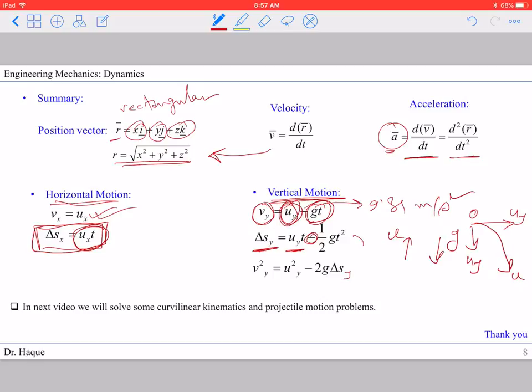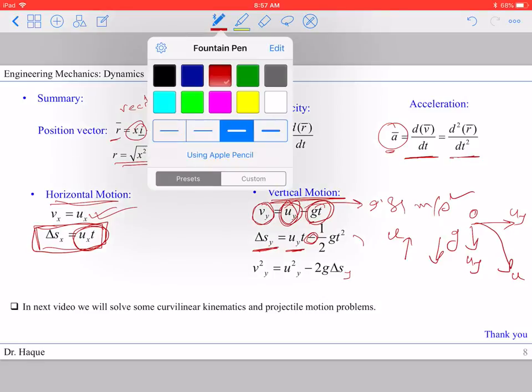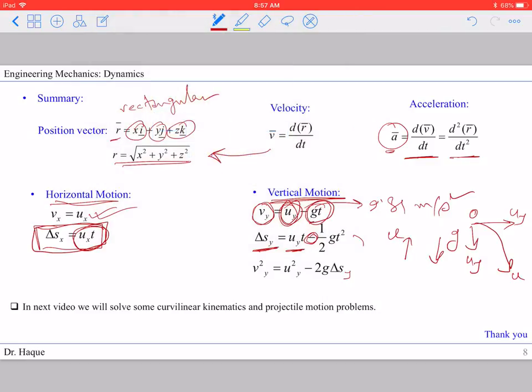Okay, so that is it for today. In the next video, we'll solve some curvilinear kinematics problems. We have so far solved rectilinear problems, so we'll also solve some curvilinear problems, and we'll also solve some problems on projectile motion. Thank you so much.